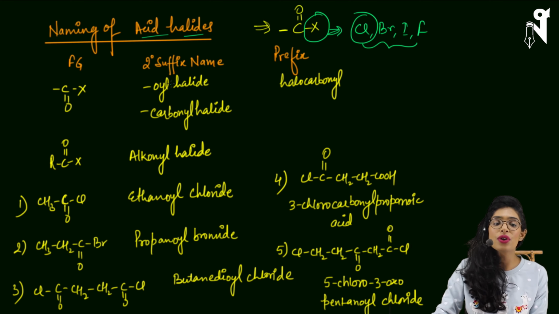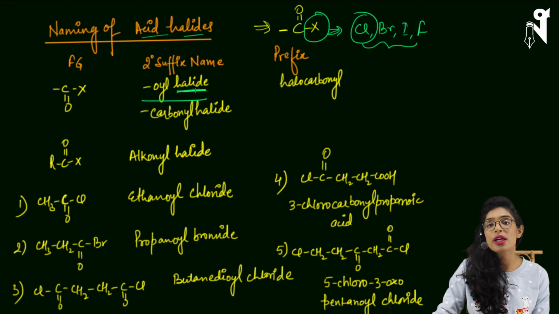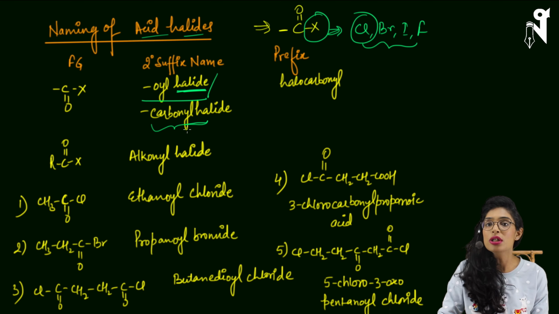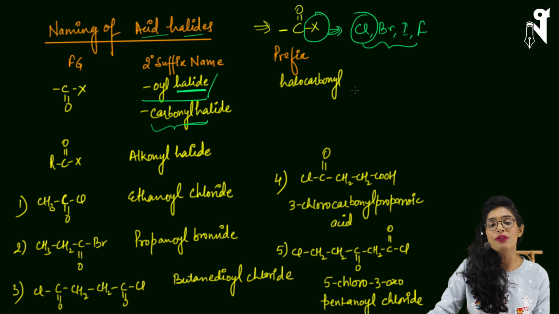So what is the suffix for it? Oyl halide. Okay, halide will change depending upon what halogen you have. If it is bromo, then bromide. If it is chloro, then chloride. If it is iodo, then iodide. And if it is fluoro, then fluoride. Okay, so this is one name, and there is a special name for it, that is carbonyl halide, and we will be using it only in these special cases. If it is acting as a prefix, then the name is halocarbonyl. Again, this halo will depend upon what halogen is present.